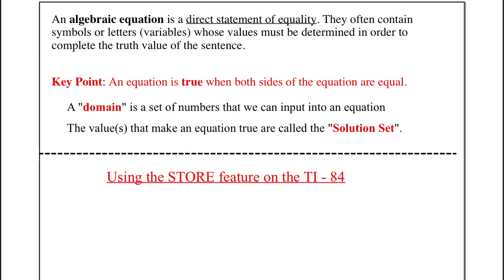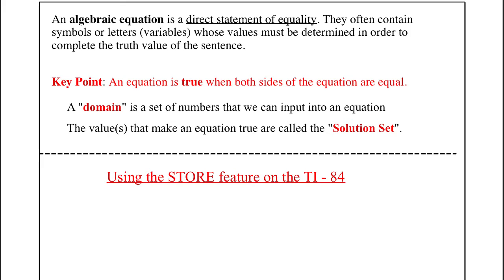An algebraic equation is a direct statement of equality. They often contain symbols or letters, which obviously we know as variables, whose values must be determined in order to complete the truth value of the sentence. Key point, and this is what you could jot down from the slide: an equation is true if and only if both sides of the equation are equal.